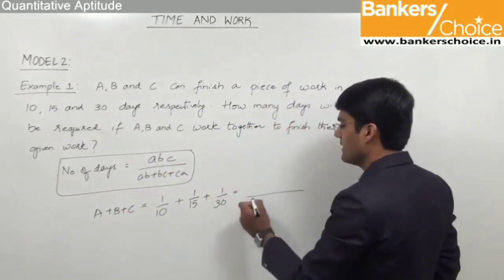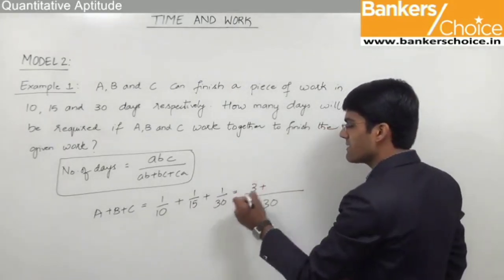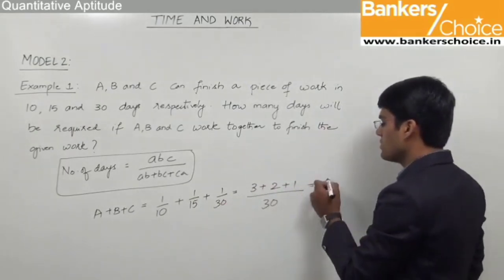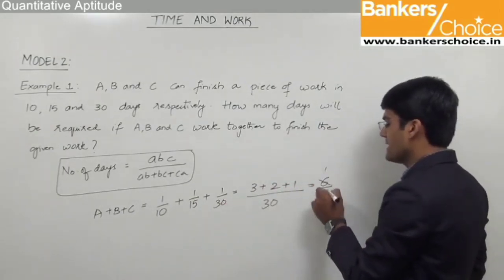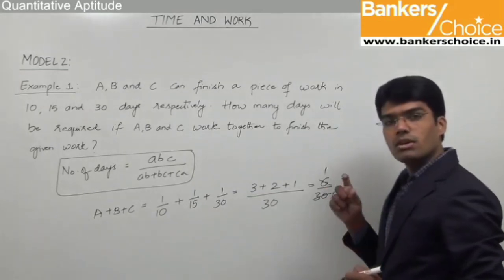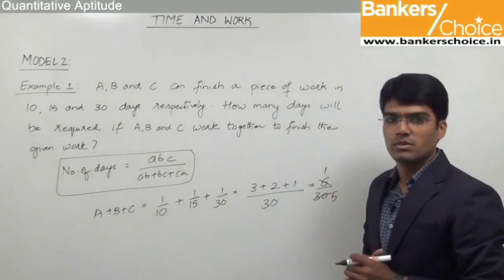So by simplifying this, we can take 30 as the LCM here. 10 goes 3 times, 15 goes 2 times and 30 goes 1 time here. So this is equal to 6 by 30, or we can say it is 1 by 5. So 1 by 5 is nothing but the total amount of work that A, B and C can finish in 1 day when they work together.